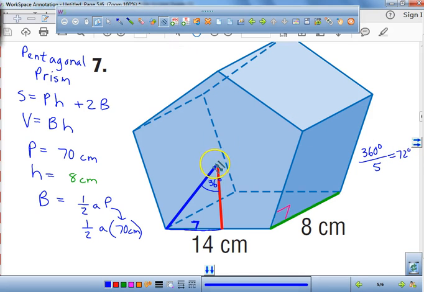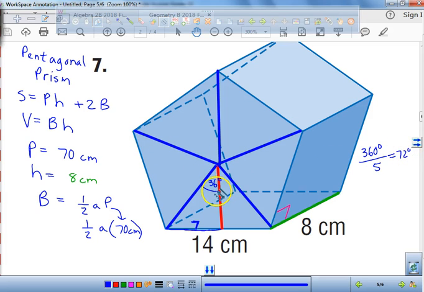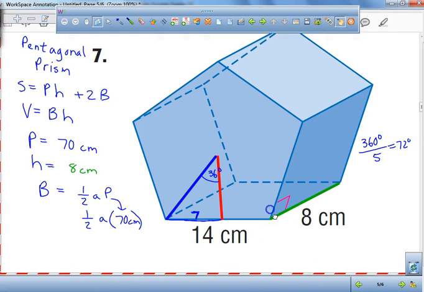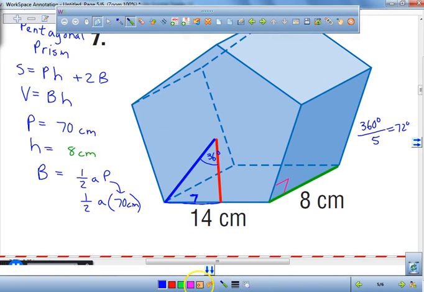But we don't want the whole 72 degrees when you cut it into how many triangles? You cut it into 5. We don't want all of it. We just want half. And half of 72 is 36. So if you understand that, great. If you don't understand that, I don't know how to help you. So this right here is 36 degrees.